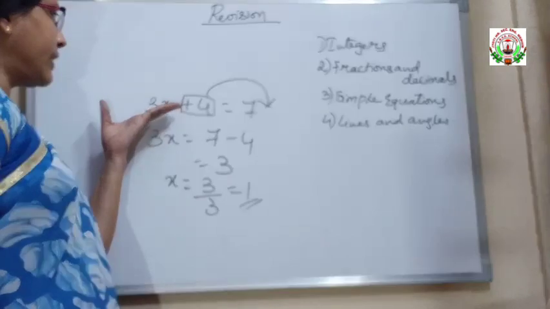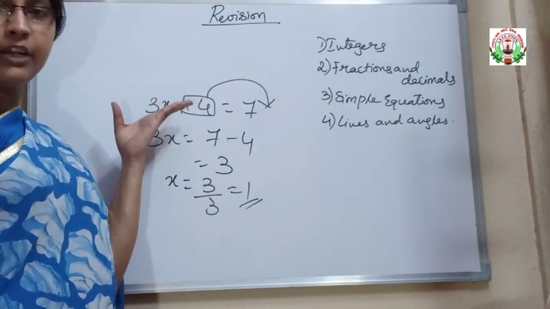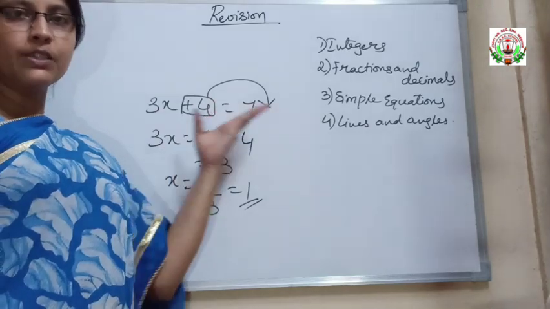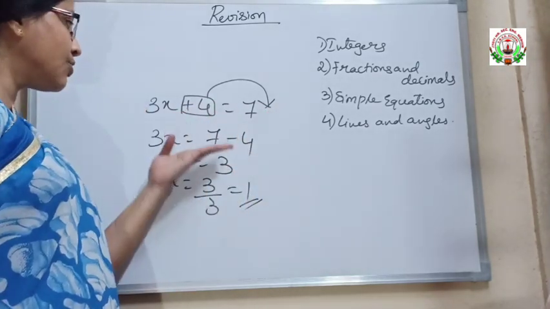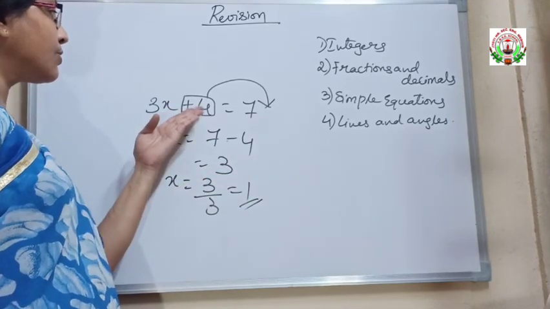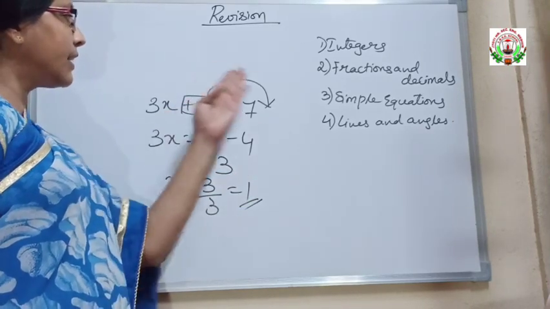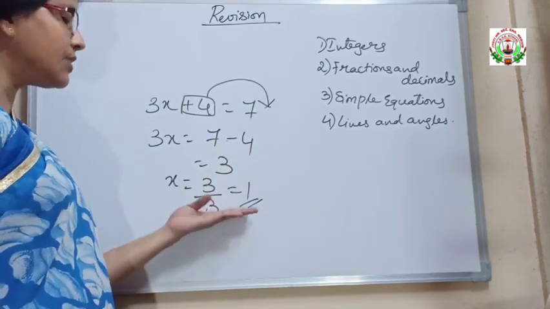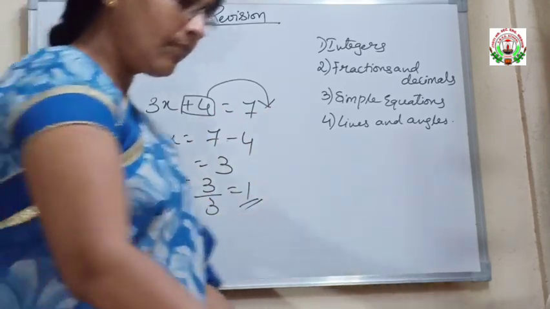If the value is given, you can directly keep the value of the variable in the equation and see whether LHS equals RHS or not. If it is not given and you want to find the value of the variable, you can transpose the constant from left hand side to right hand side and solve the equation. This is your simple equations.